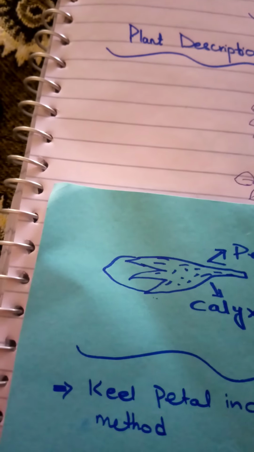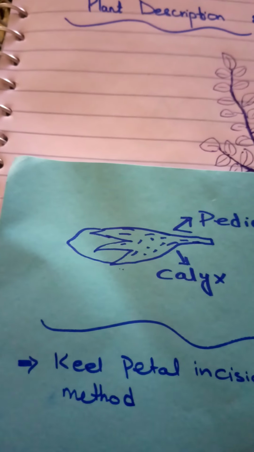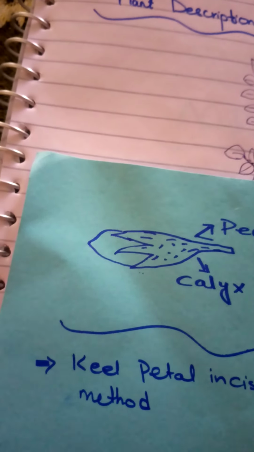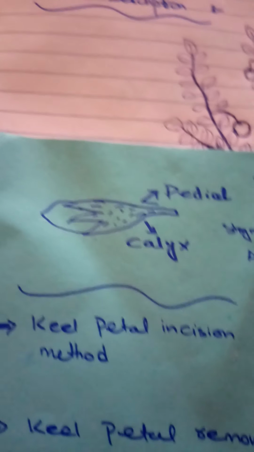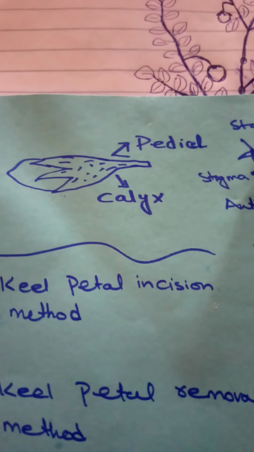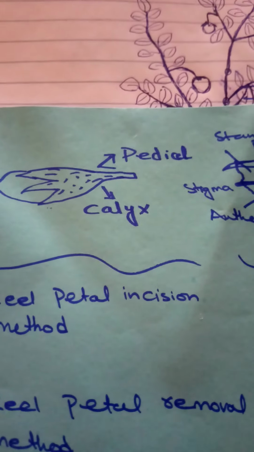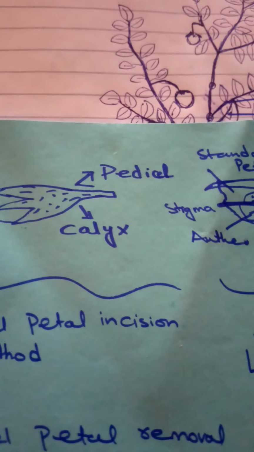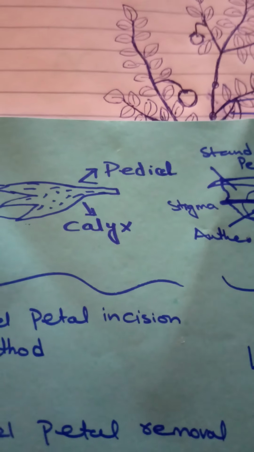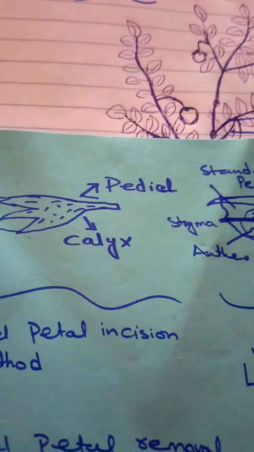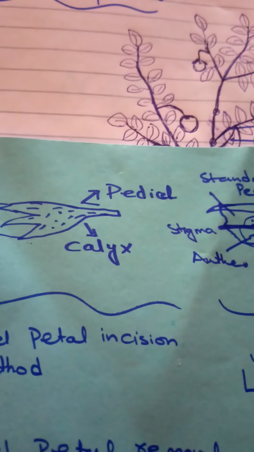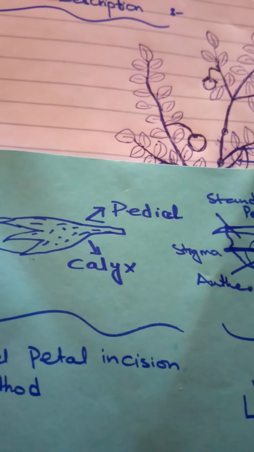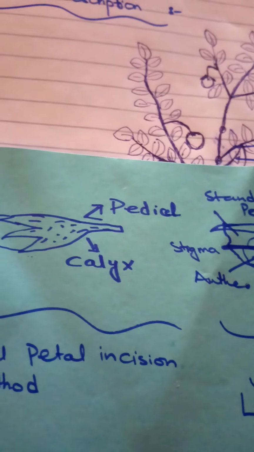And after doing the keel petal incision method, you will have to tag your flower or bud on which you have done this. And this is one method. Another method is the keel petal removal method, in which you remove all types of petals. First of all, you will remove the sepals, then all types of petals, and after removing the petals, you will completely expose the stigma. After removing the anthers of the female part, you will completely expose the stigma on which you have to attach the pollen. And this should be done when the temperature and climate is controlled and okay.